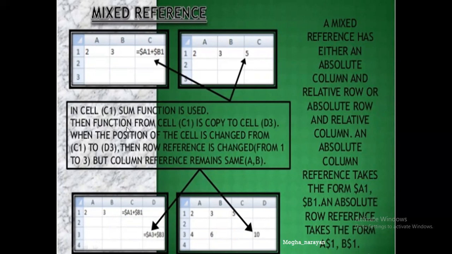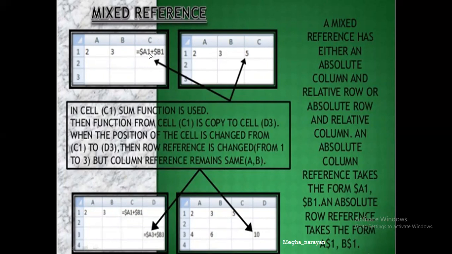Now whenever you copy this particular one, C1, copy it to another cell. Let it be D3 in this case. This is C1. You copied it to another cell like D3. Then what will happen? The 1 will change to 3. But the column reference remains the same. A and B will remain the same. Why? Because you have used a dollar before A.